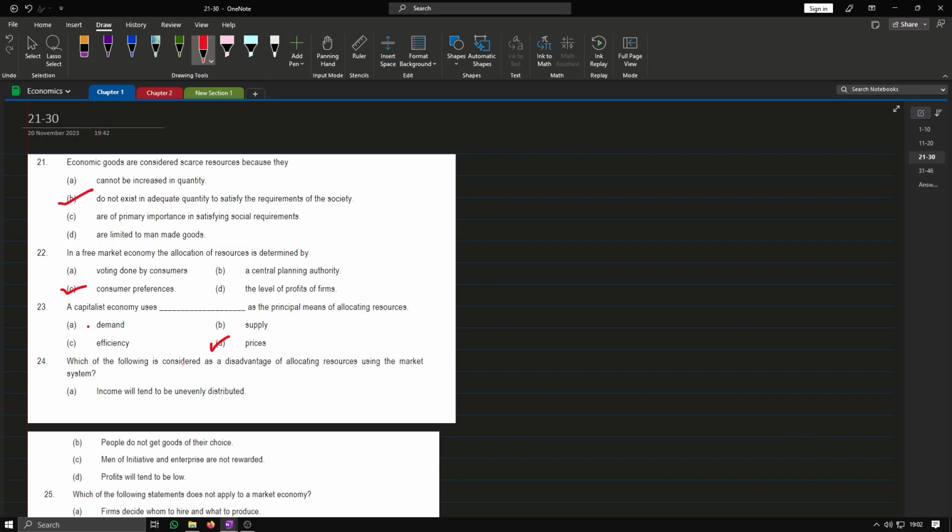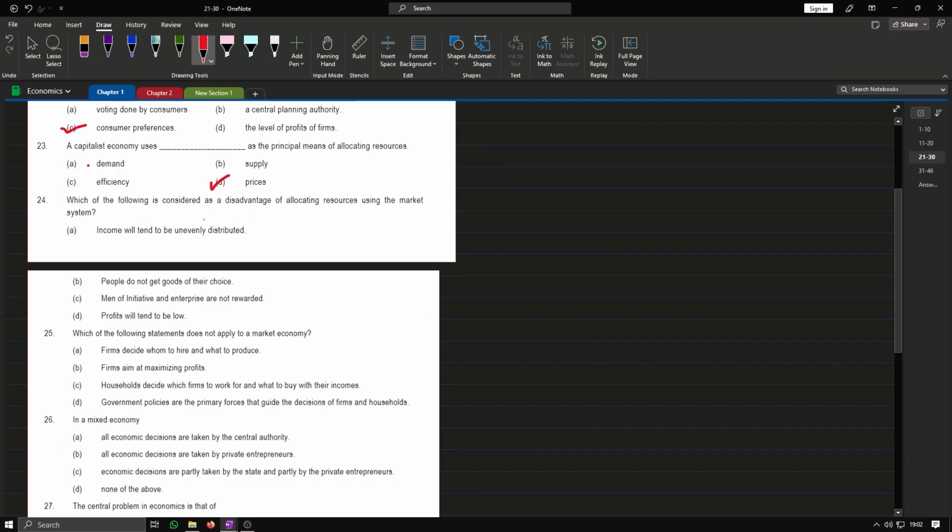24. Which of the following is considered as a disadvantage of allocating resources using the market system? Income will tend to be unevenly distributed. People do not get goods of their choice. Men of initiative and enterprise are not rewarded. No, that's not true. Profit will tend to be low. No. In a market system, people do get the goods of their choice, and men of initiative and enterprise are rewarded, and profits will usually be high. So the option is income will be unevenly distributed.